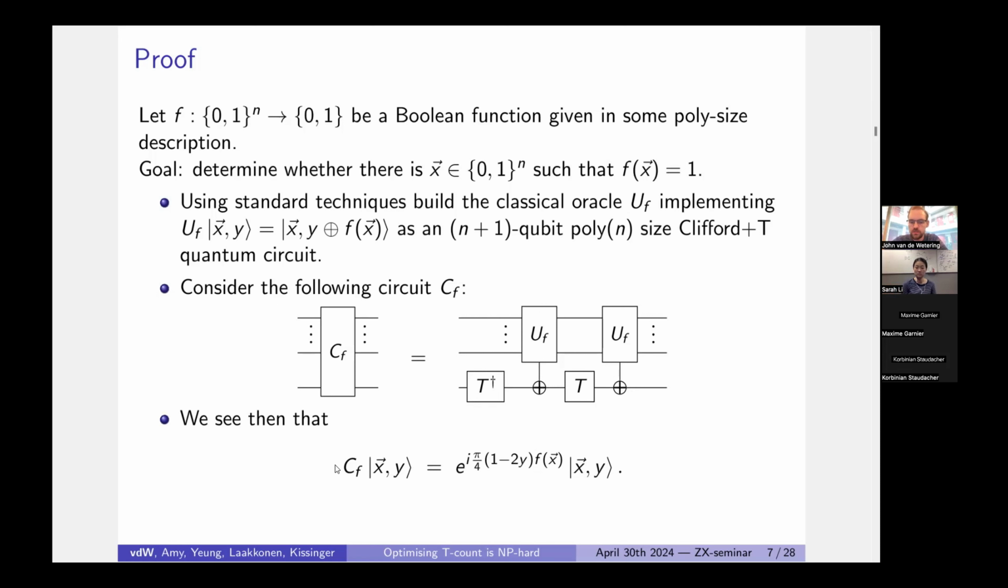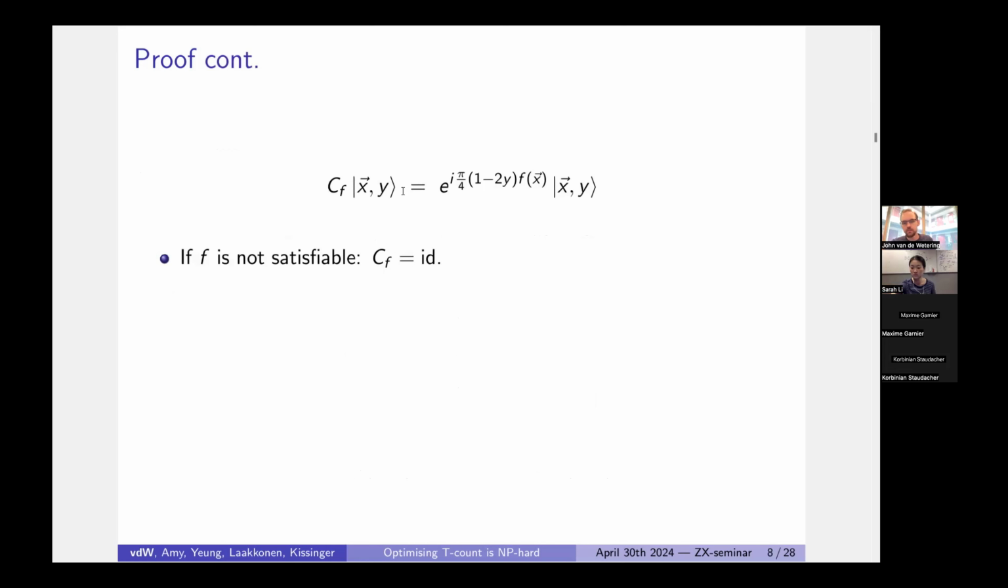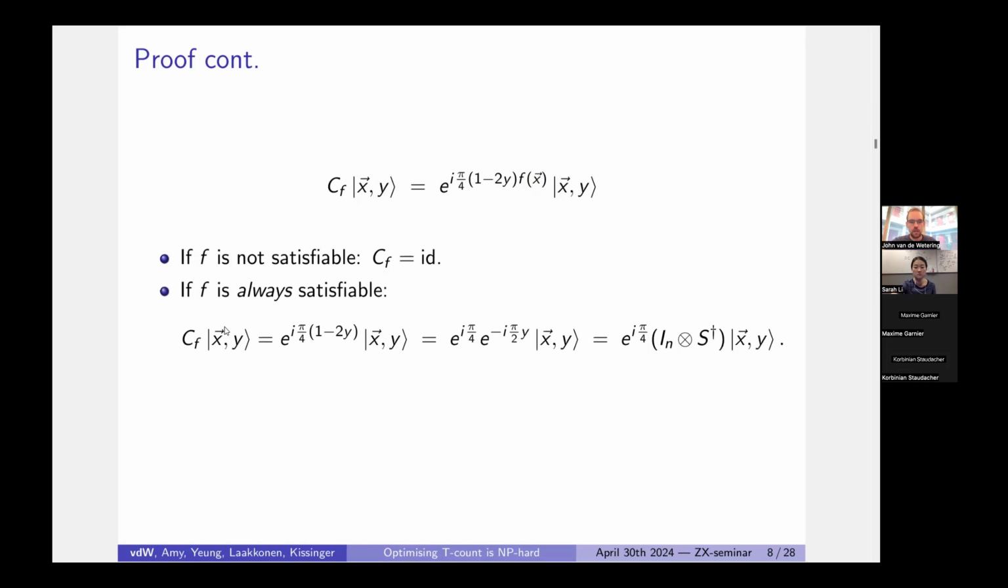Now we're going to use this circuit to determine some properties of f. In particular, we can check that if f is not satisfiable, then f(x) is always 0, so this is always 0. Then we see that this circuit always implements the identity. This phase term just disappears, and it's an identity. If f is always satisfiable, then f(x) is always 1. Then we can simplify this expression, do some rewriting, and we end up with this circuit here, where this is an S gate, which is Clifford. So up to a global phase, which we don't care about, this is a Clifford circuit.